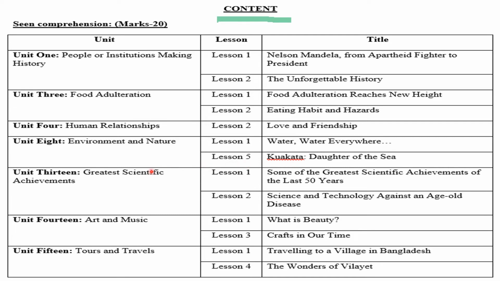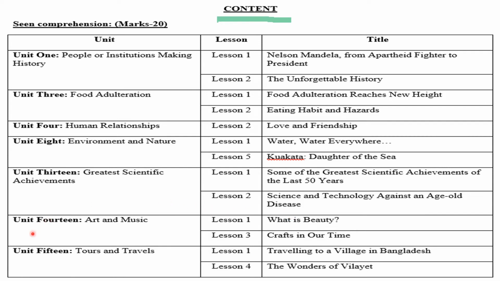Then you have to study unit 13, greatest scientific achievements, lesson 1 and lesson 2. In lesson 1 you have to study some of the greatest scientific achievements of the last 15 years, and in lesson 2 you have to study science and technology against an age-old disease.